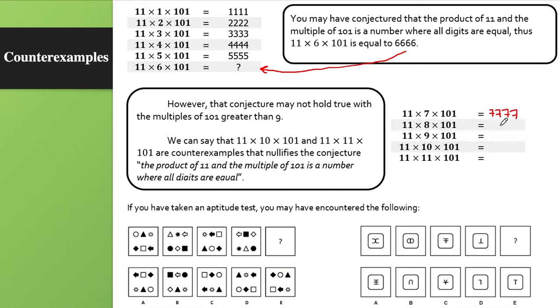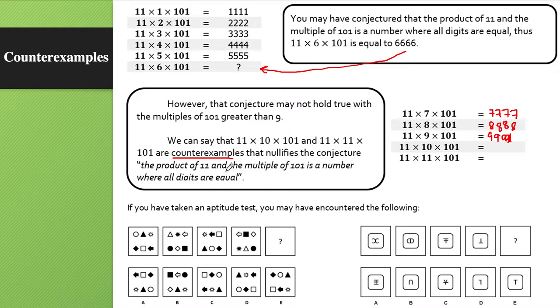And then likewise with 8, it will give us 4 eights. You may try to check that if you want. Here it will give us 4 nines. But beyond the 9, will this give us something funny like 10 10 10 10? So we can see that 11 times 10 times 101 and 11 times 11 times 101 are counterexamples.